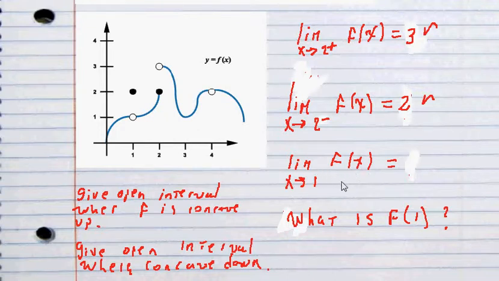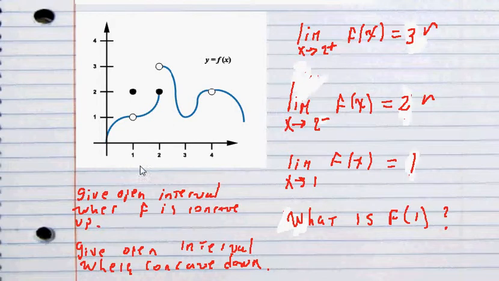Let me find the limit of f of x as x approaches 1. Well, as x approaches 1, the limit of f of x is going to be equal to 1. Why is that? Well, if I approach 1 from the right, I get that the limit is equal to 1. If I approach 1 from the left, I get that the limit of f of x as x approaches 1 from the left is equal to 1. So the left limit equals the right limit, therefore the limit is equal to 1.